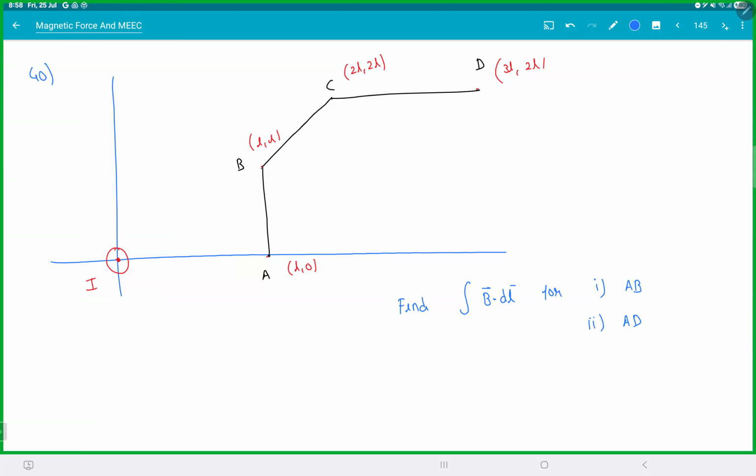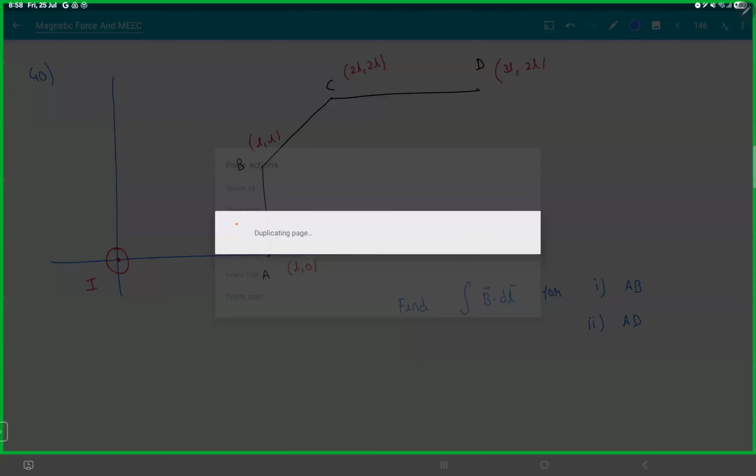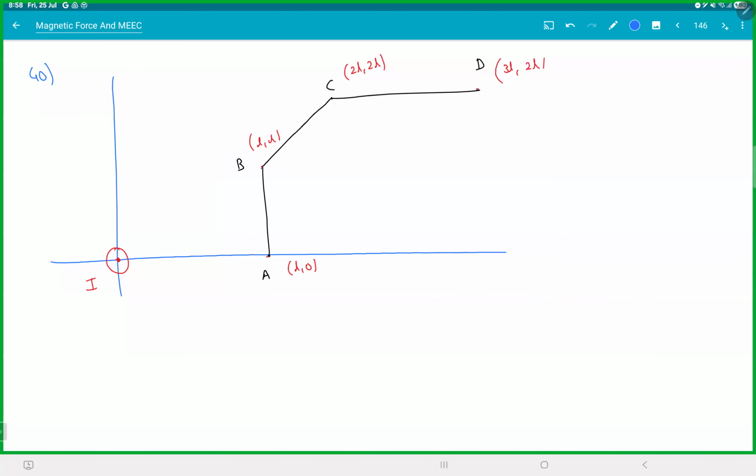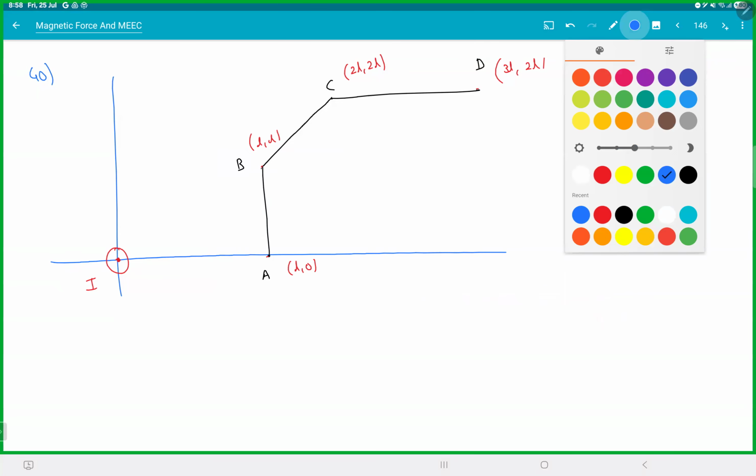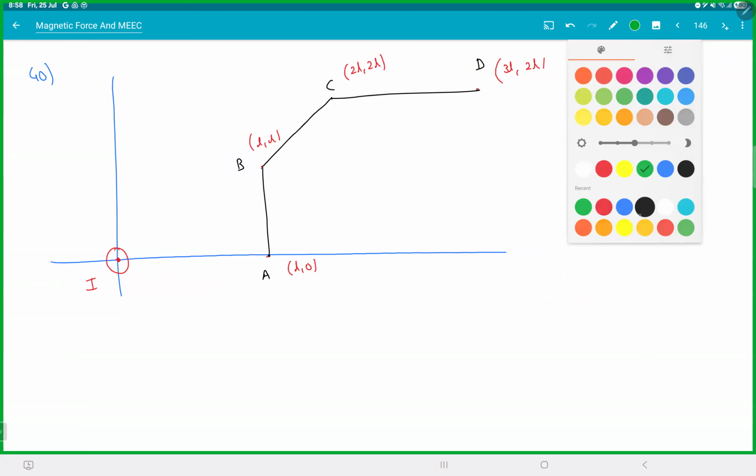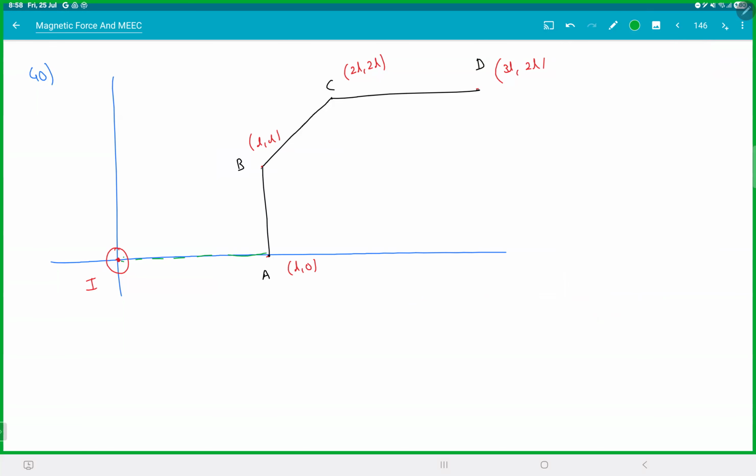This was easy. So when you go from A to B, you just join the ends, A and B. This angle is 45 degrees, isn't it? And when you go from A to D, this angle theta, tan theta will be opposite side 2 by 3.